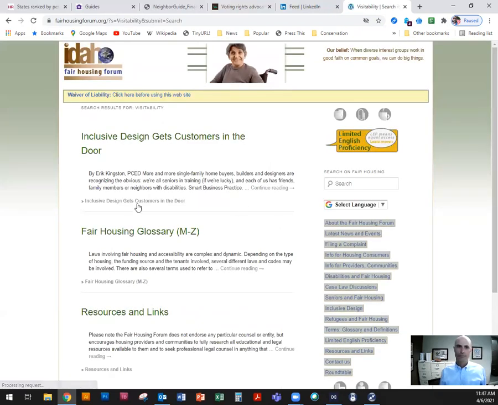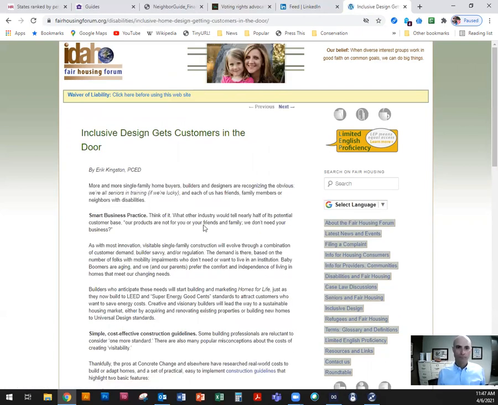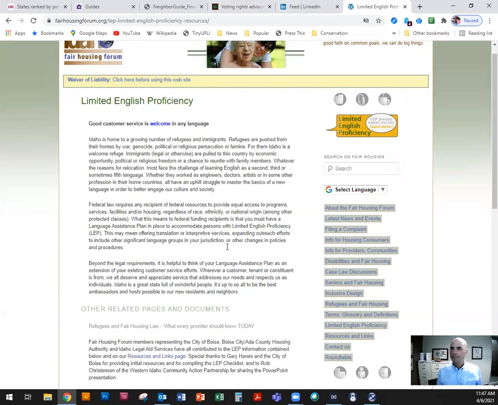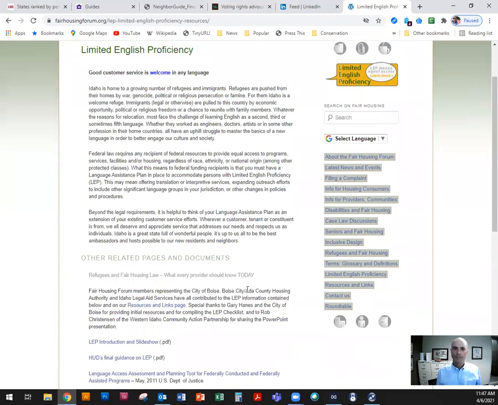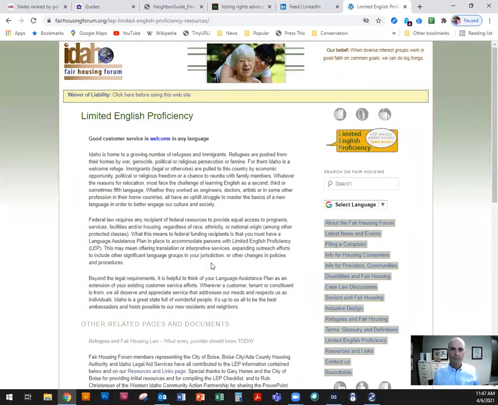And you'll see, here's some information on visitable construction, which is different from fair housing design and construction for multifamily. This really applies to single family. We've got great information on limited English proficiency. A lot of this is the work of Gary Haynes and Associates, and he does a lot of work on LEP and language assistance plans, if that's something you need.